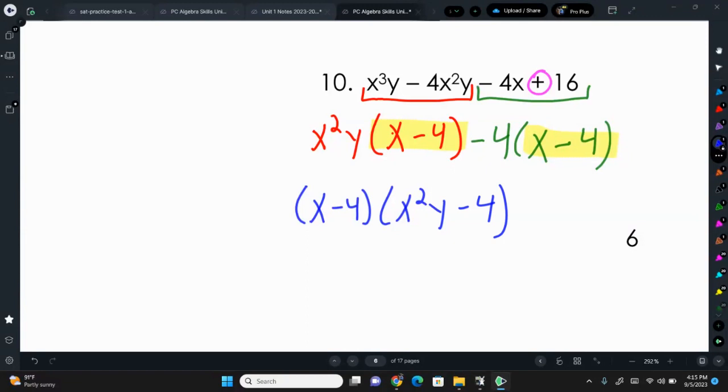Factoring is something we're going to be doing all year, so we need to get a good grasp around it.